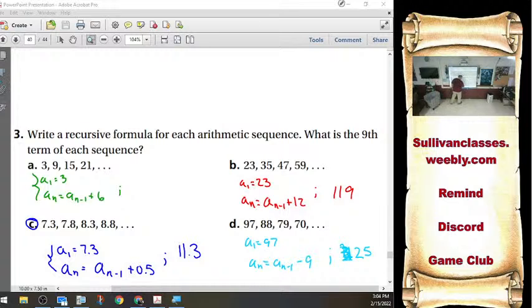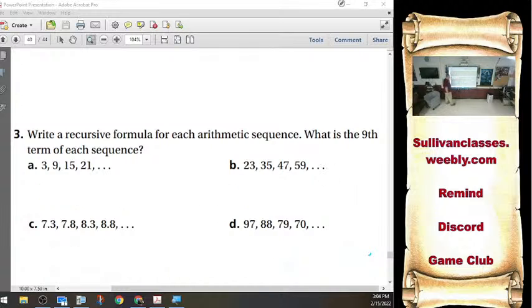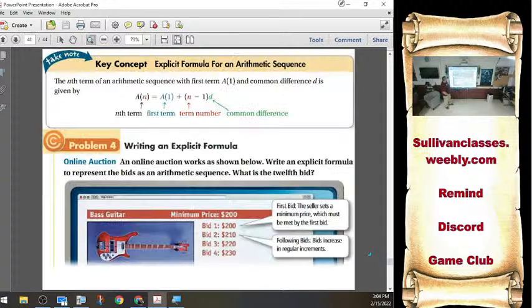Okay? And Grace said it perfectly. She said, this is kind of tedious. Yeah, it is. Explicit formulas are very easy to write. Put this number here and this number here, done. But they're annoying to go find the ninth term. What if I said find the 29th term? Ew. Okay? Ew. You ever seen warning, parental advisory, explicit content?